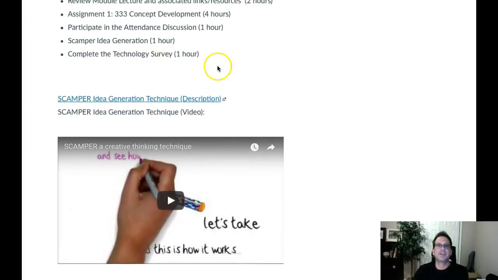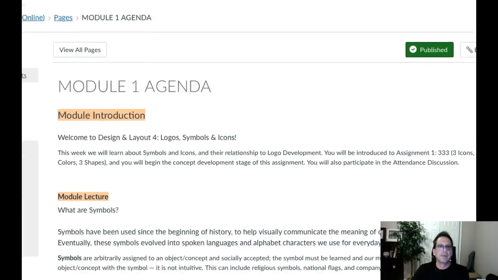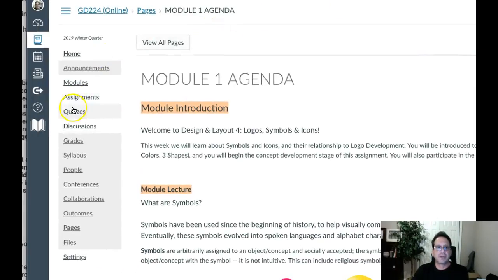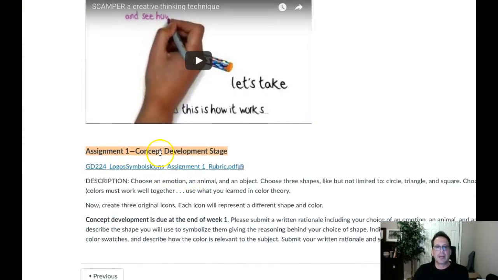Complete the technology survey, and that is located right over here. That technology survey is located in two places. It's in the assignments, and it's also, believe it or not, located in the quizzes. So don't forget to include that. Now, our assignment this week is the concept development stage of assignment 1. Here's the rubric right here. Let's pop that guy open.